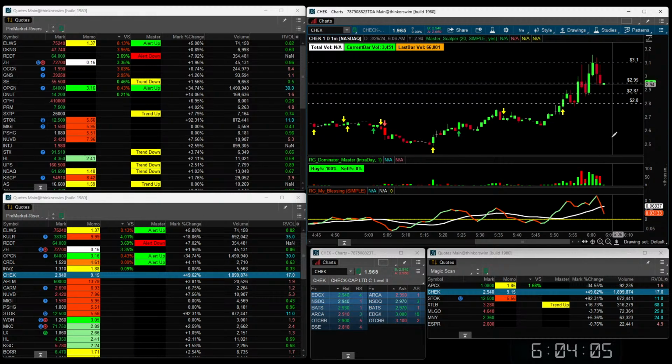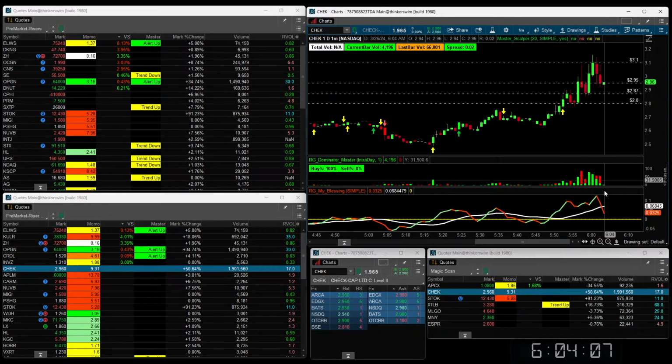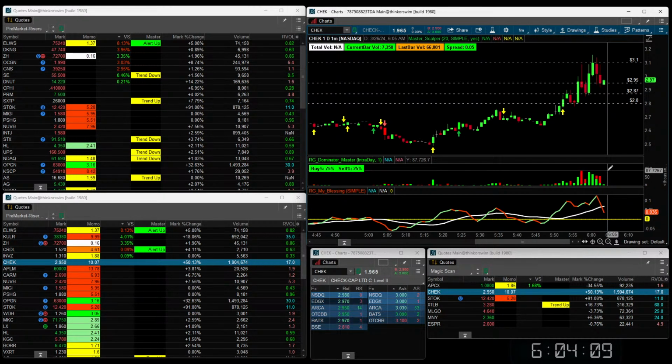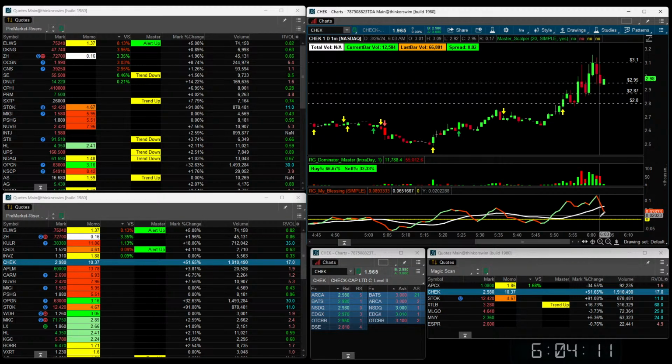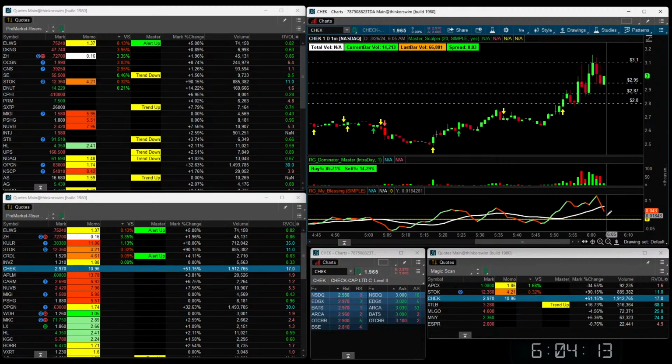This is where you would plan an entry if we get long green bars here in Dominator Master. It's not looking good so far. Right here, we're pointing south.